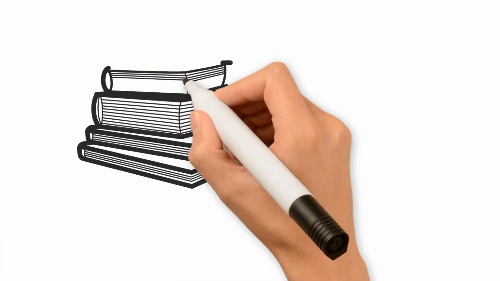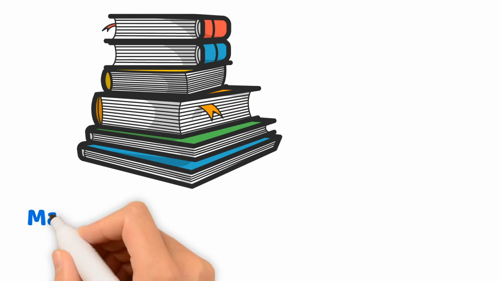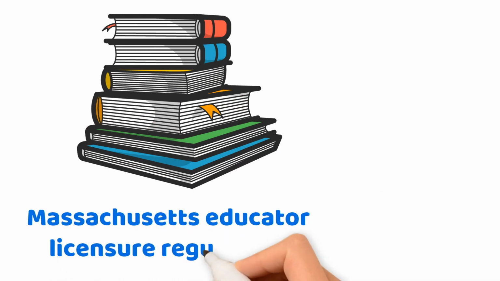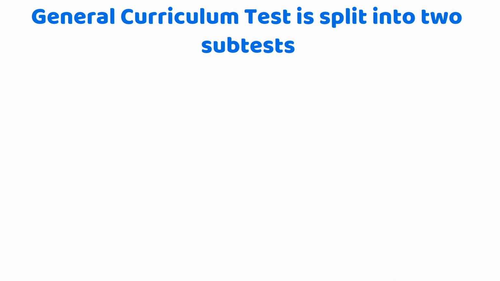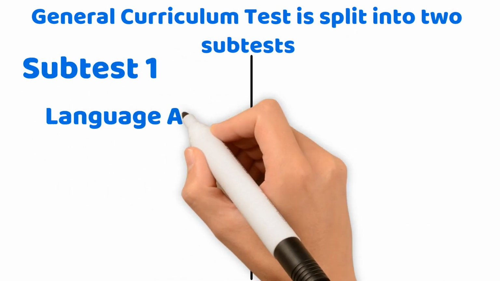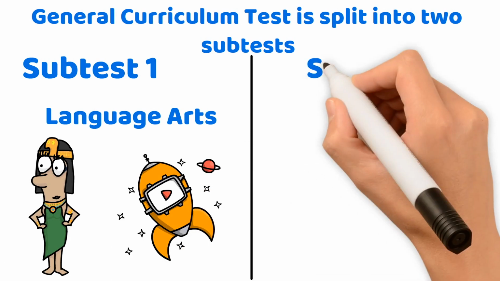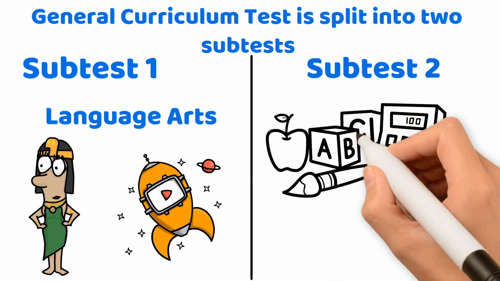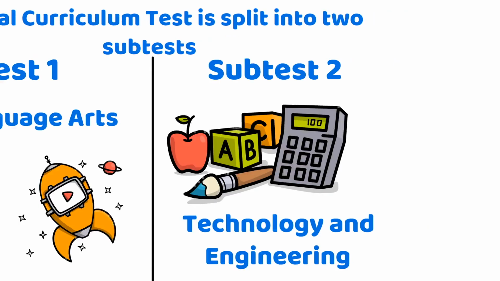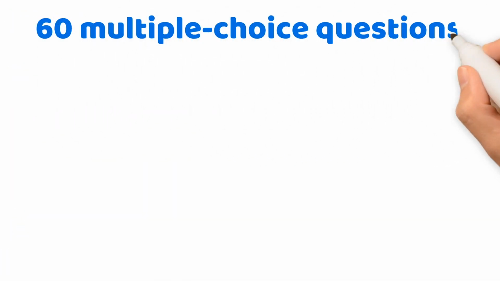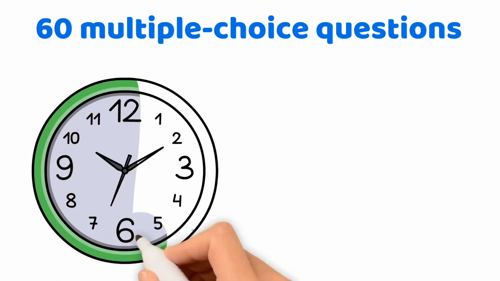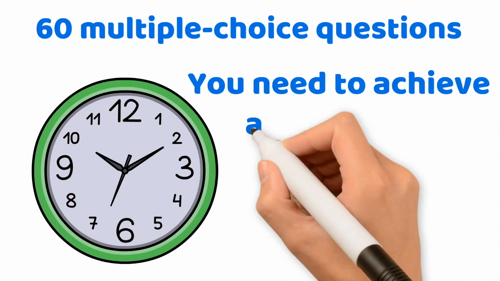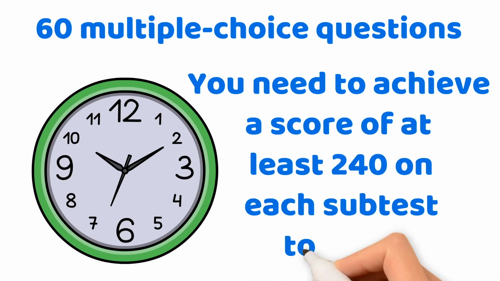This exam assesses your understanding of specific subjects, ensuring you're aligned with Massachusetts educator licensure regulations. In order to be totally ready for test day, be aware that the General Curriculum Test is split into two subtests. Subtest 1, Language Arts, History, and Social Science. Subtest 2, Mathematics, Science, and Technology and Engineering. Each subtest includes 60 multiple-choice questions and one open response item. You can take one or both subtests within 4 hours. Furthermore, you need to achieve a score of at least 240 on each subtest to pass.